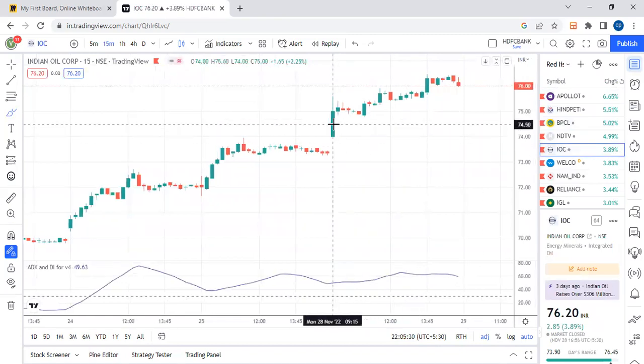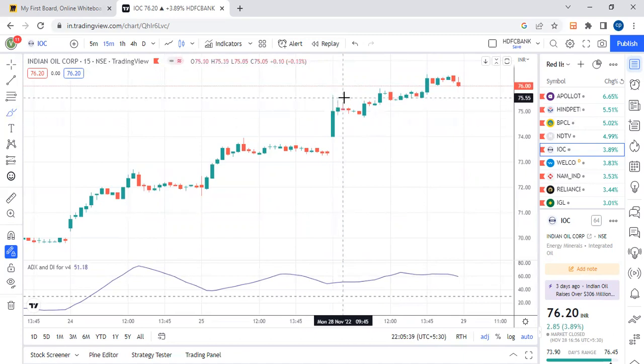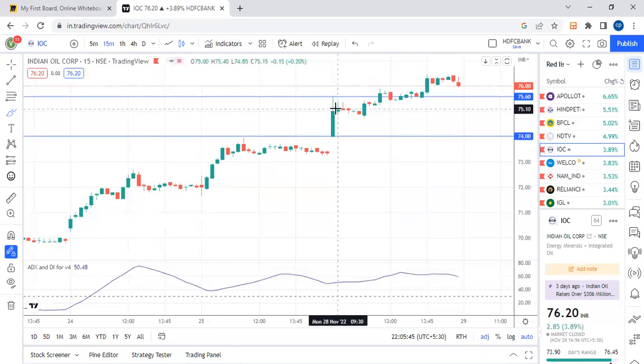Next, this IOC stock. Here you can observe the first candle, the 9:15 candle. The ADX strength is 49. So what will we do? We'll initiate the trade at the high of this particular candle. Why the high? Because this particular candle is a green candle, so I will wait only for the buy direction.